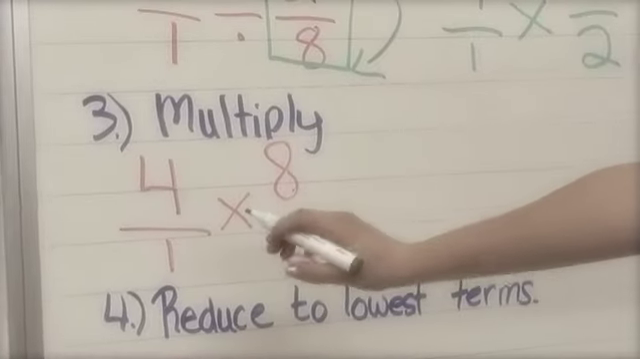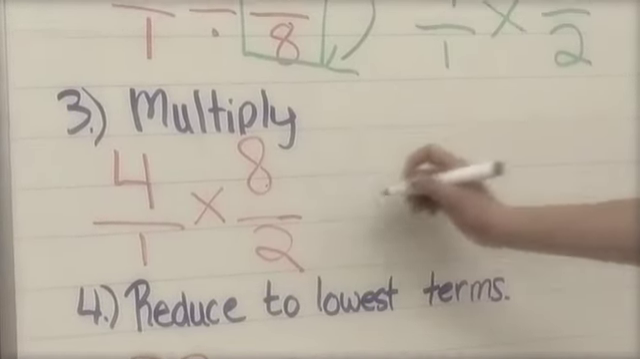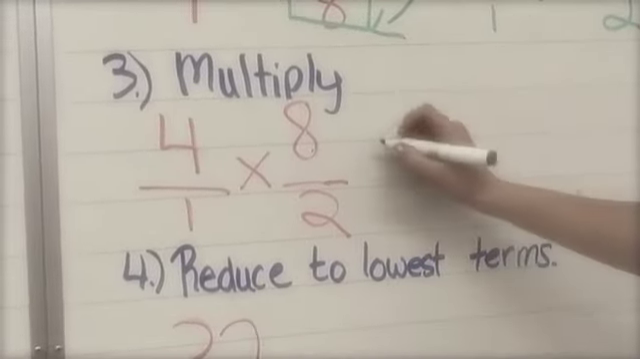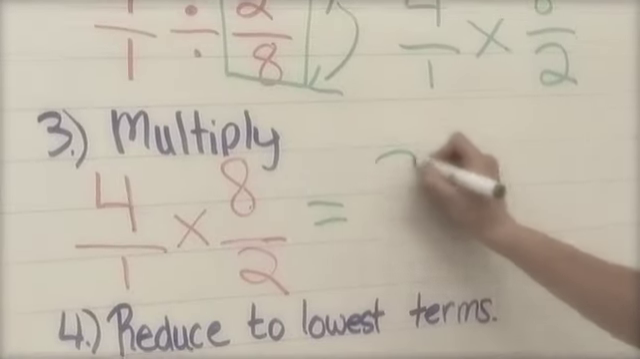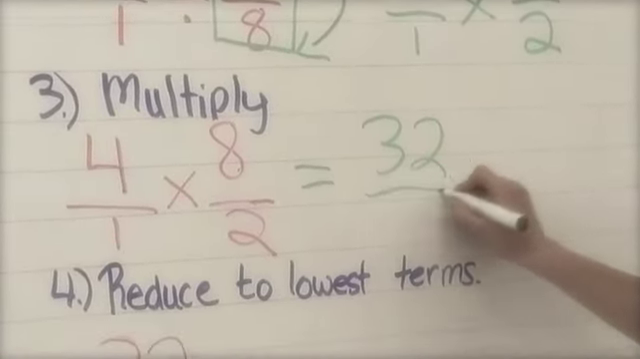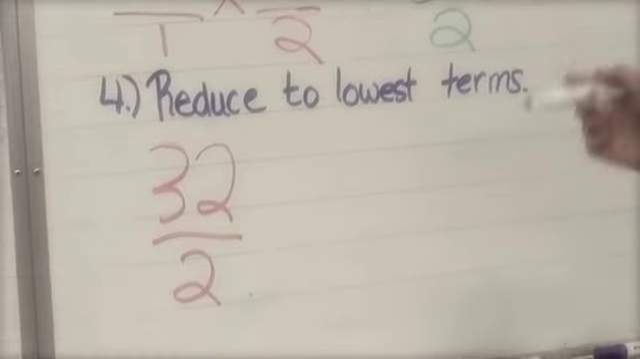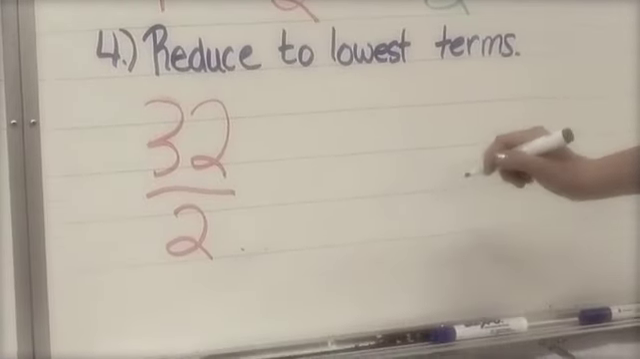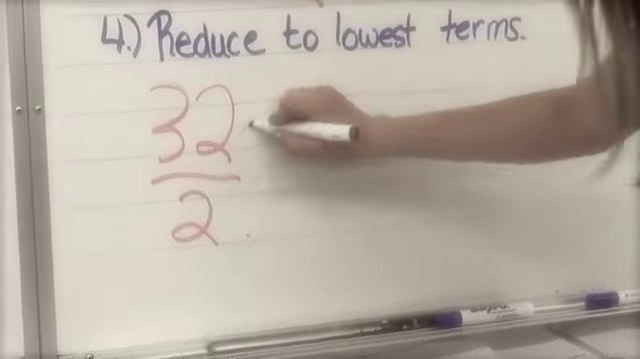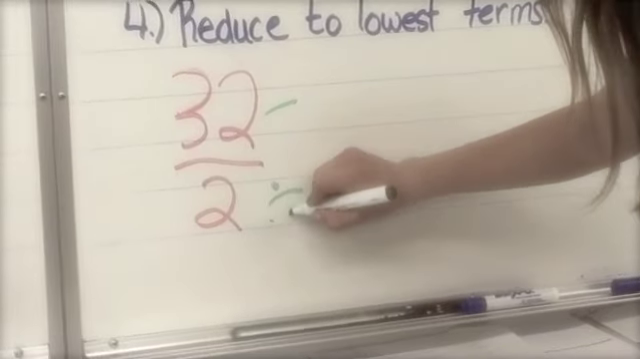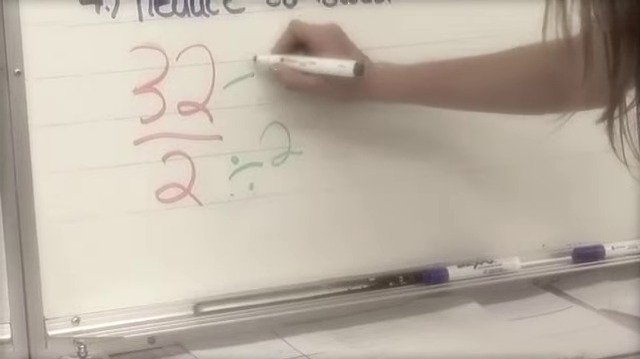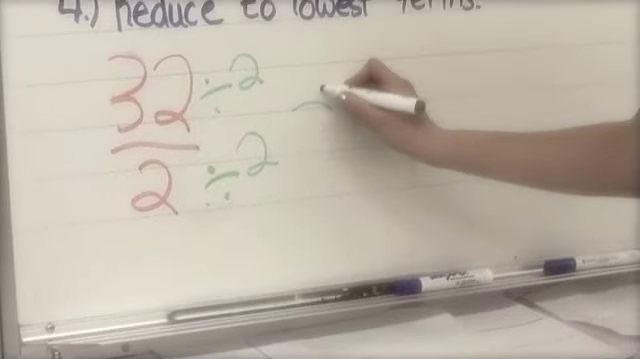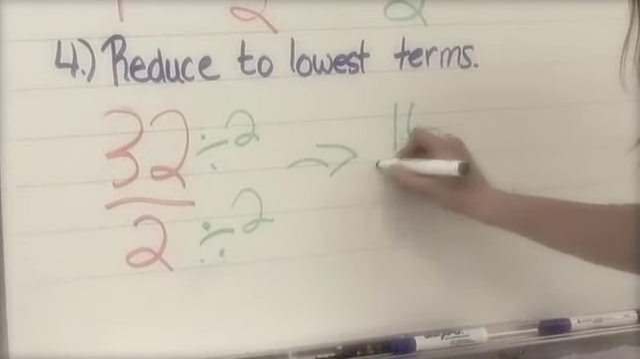Then for the third step, you multiply the two fractions. 4 over 1 times 8 over 2 equals 32 over 2. The final step is to reduce to lowest terms. You have to find the lowest common factor. And the lowest common factor of 32 and 2 is 2. So you divide each side of the fraction by 2. And that equals 16 over 1.